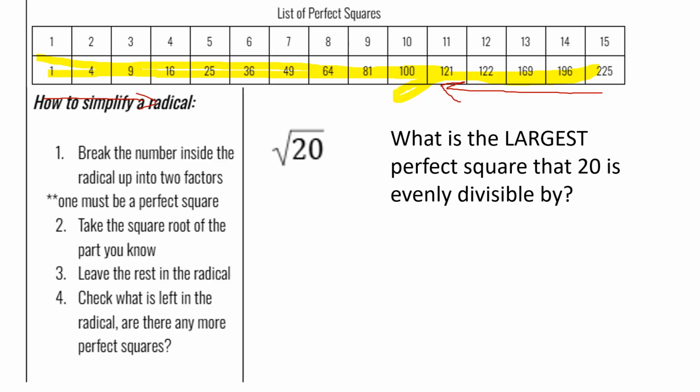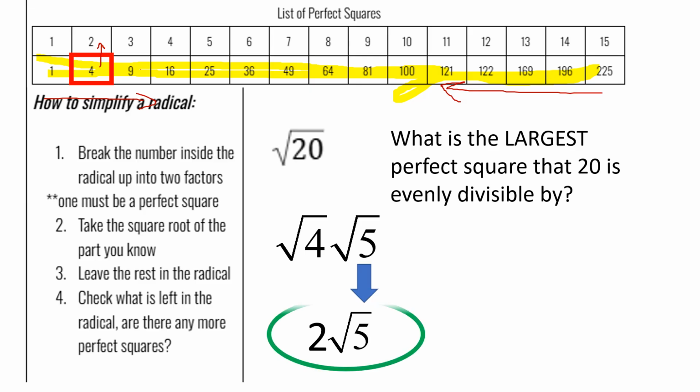So I'm going to break up 20 into two radicals, the square root of 4 and the square root of 5. It's still 20. I've just broken it up into two pieces. But now I can take the square root of 4, because the square root of 4 is 2. So instead of writing square root of 4, I'm going to make that a 2. And then I'm just going to bring down the radical, square root of 5. So the square root of 20 can be simplified to 2 times the square root of 5.